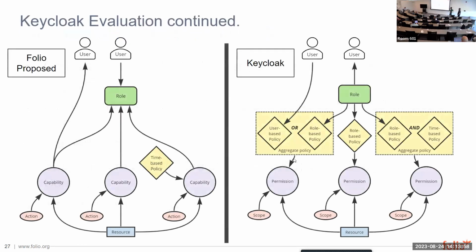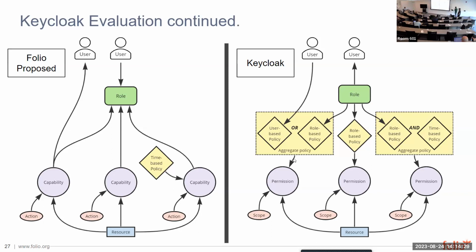So on the left-hand side is a simplified version of the proposed model that we went through, with resources and actions rolling into capabilities, and those capabilities rolling into roles, and then users being assigned to those roles. On the right-hand side, as part of our evaluation, we looked at how these things map. Would this proposed model even map to Keycloak at all? And as it turns out, it does map fairly well.